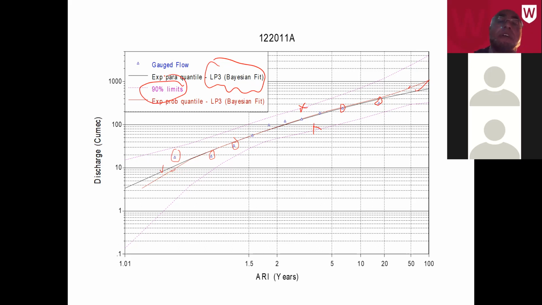So that means that according to the fitting of the probability distribution, LP3 distribution, say for 100-year flood, your estimation is coming as this value here, for example. But you see your uncertainty is starting from here to there. Then the question will be coming that in the design, which value you want to use.